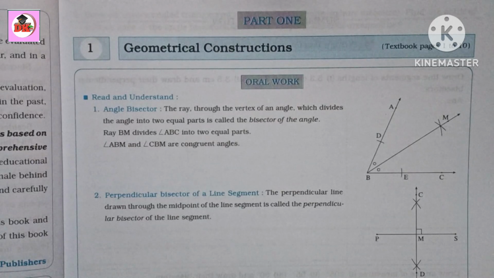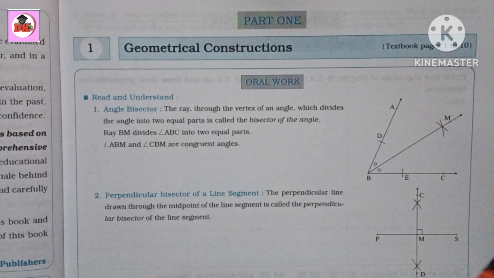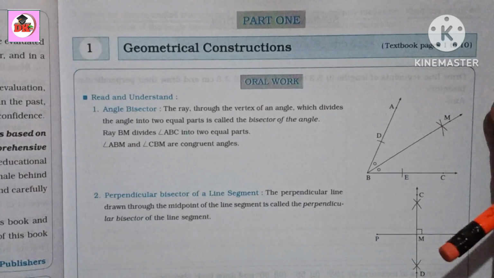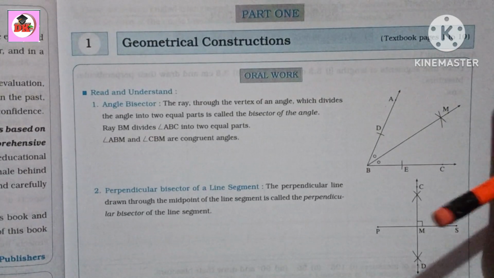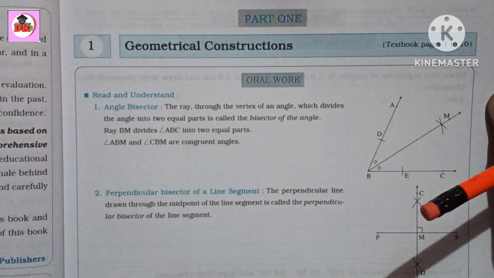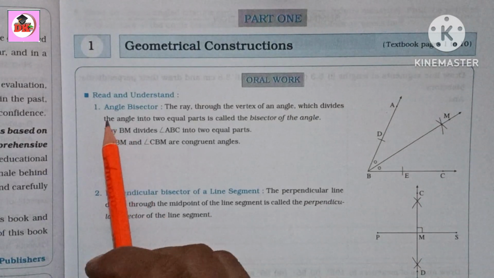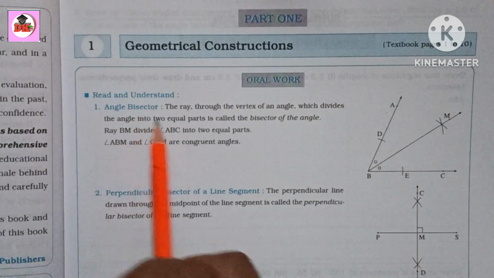Some basic terms we discuss first. After that we study what the questions are and what the solutions are. First you must read and understand the concepts in this geometrical construction. The first concept is angle bisector.